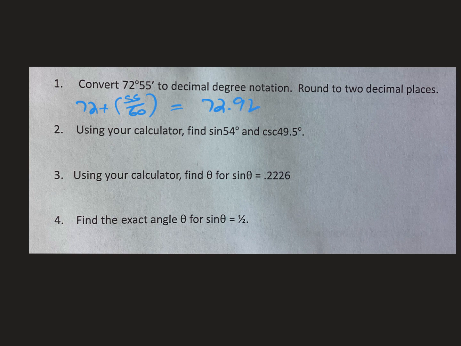Number 2, straight up calc. Make sure you're in degree mode though. I think your whole test you can be in degree mode. Sine 54 degrees, just punch that straight in, you get 0.8090. And then to punch in cosecant, there's not a cosecant button, so remember cosecant's the reciprocal of sine. So you actually got to flip it and do the reciprocal of sine like that. So I'm punching in 1 divided by sine 49.5. I'm getting 1.3151.